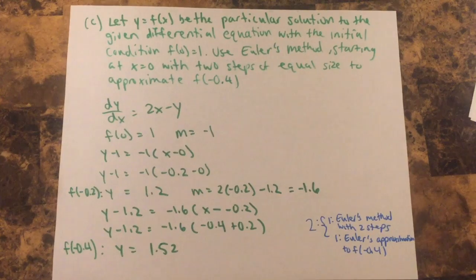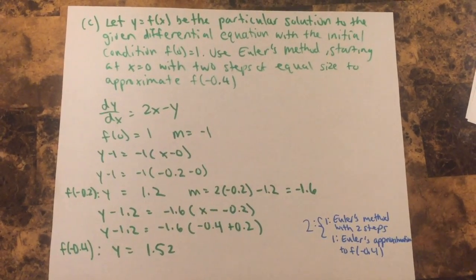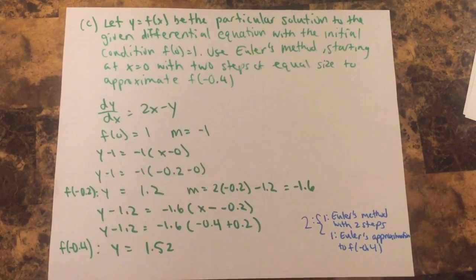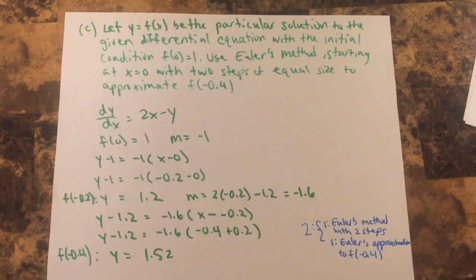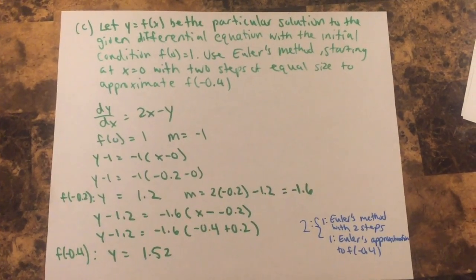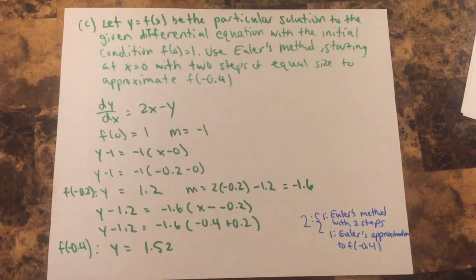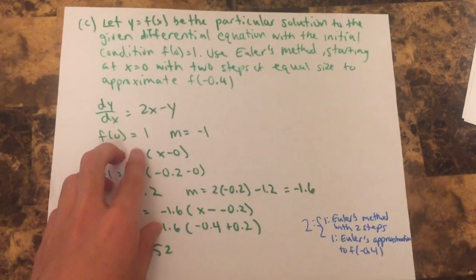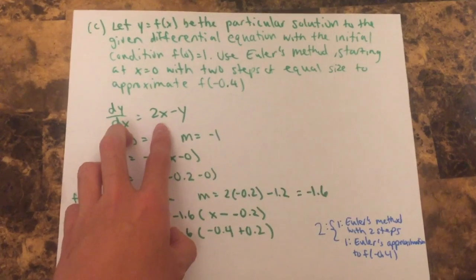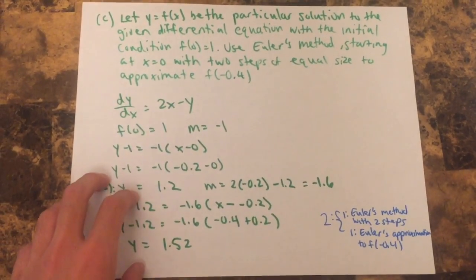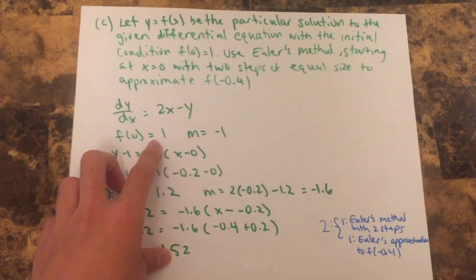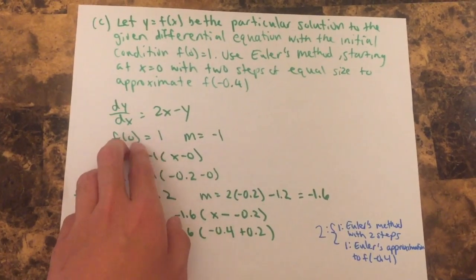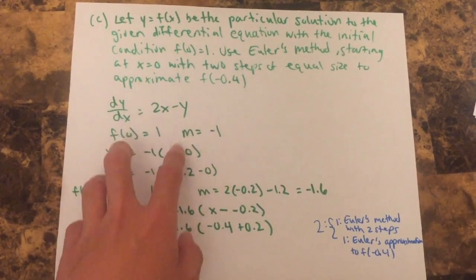Part C says, let y equals f of x be the particular solution to the given differential equation with the initial condition f(0) equals 1. Use Euler's method starting at x equals 0 with 2 steps of equal size to approximate f(-0.4). So again, we use the differential equation dy/dx equals 2x minus y. And at f(0) equals 1, we have a slope of negative 1. And we get that again just by plugging in 0 for x and 1 for y.